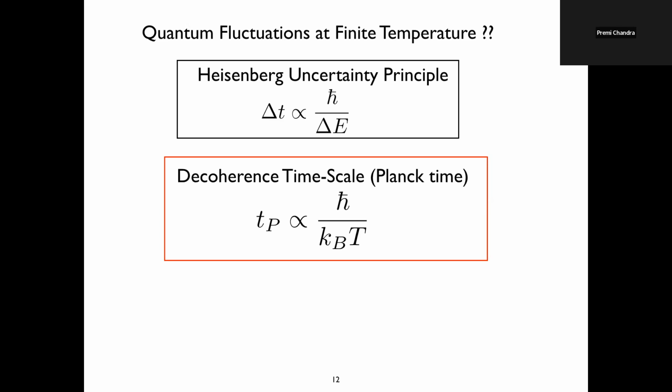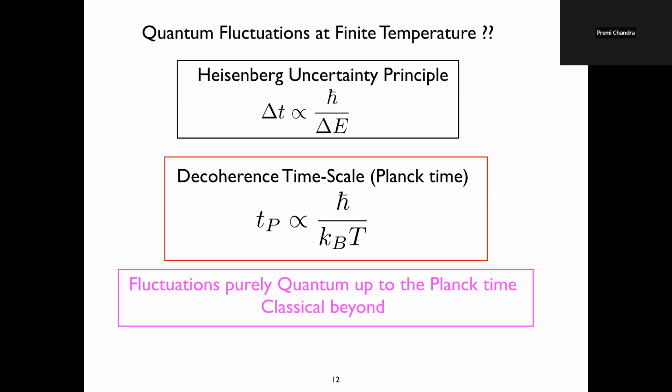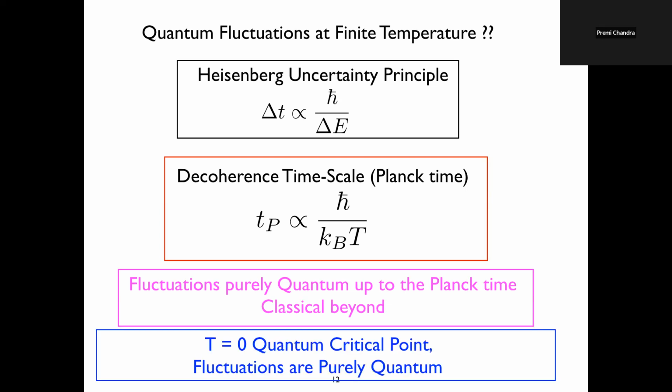If we have a system where omega goes like q to the z, then what we can say is that we have a quantum correlation volume with quantum fluctuations up to some time, the Planck time, and up to some spatial correlation length, this to the 1 over z. So even at finite temperatures, we have a classical correlation volume, but as long as our quantum correlation length is larger than the lattice spacing, we have a core of quantum fluctuation. Now, at T equals 0, of course, the fluctuations are purely quantum, but at finite temperatures, the fluctuations are quantum up to this time scale and classical beyond. So of course, at T equals 0, we have a quantum critical point and the fluctuations are purely quantum.